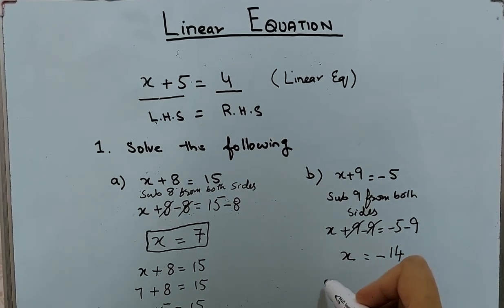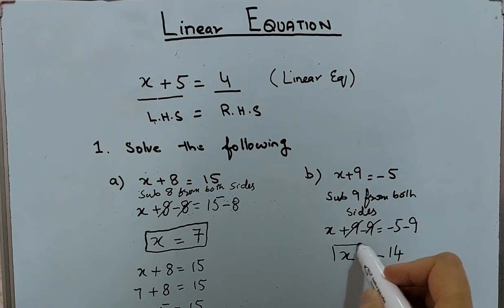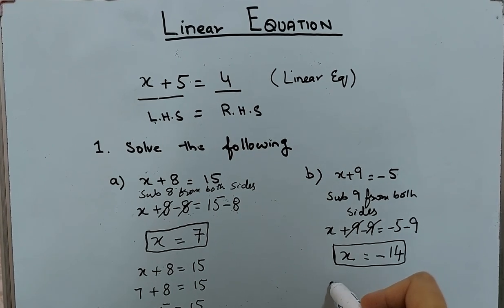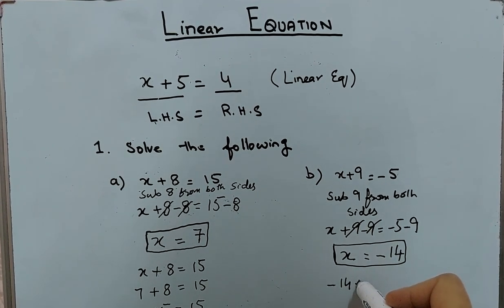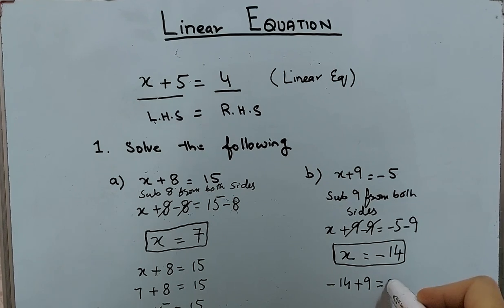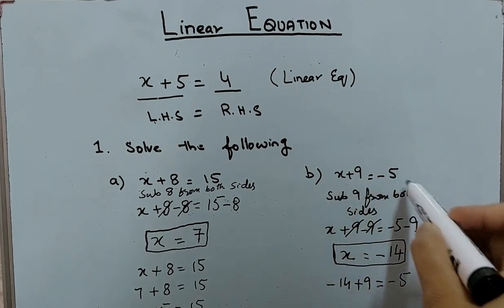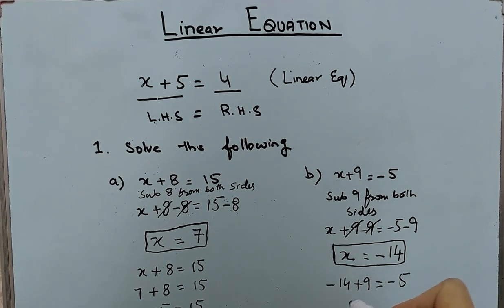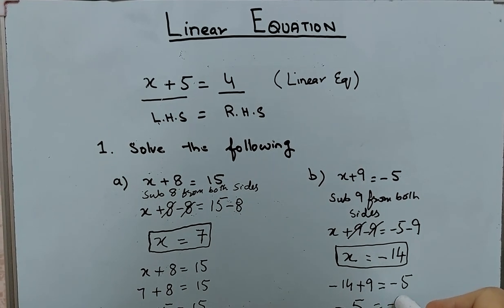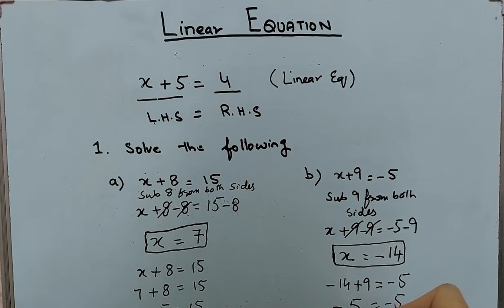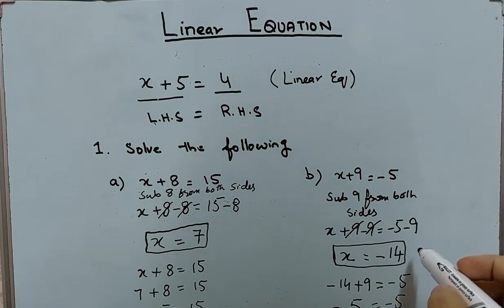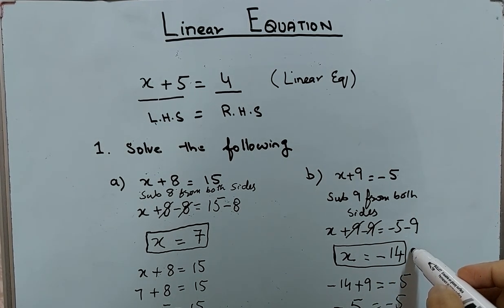If you put the value that we have found into the original equation: x is equal to minus 14, so minus 14 plus 9 is equal to minus 5. Minus 14 plus 9, the answer will be minus 5, and here is also minus 5. So the left hand side is equal to the right hand side. This proves that x is equal to minus 14 is the correct value for x.